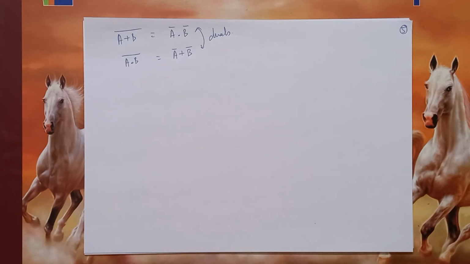If you take a Boolean equation, not an expression, if you take a Boolean equation, replace all the pluses with dots and the dots with pluses, and you also replace the ones with zeros and the zeros with ones, the equation will still be true. That is called the principle of duality.